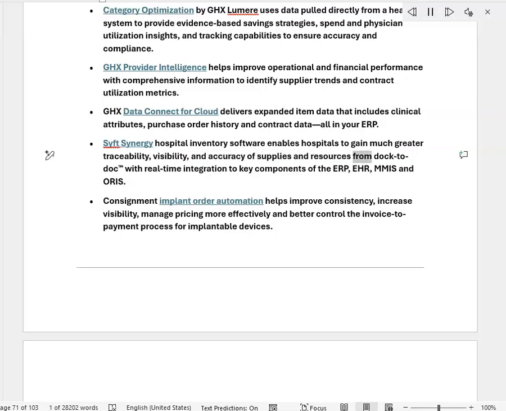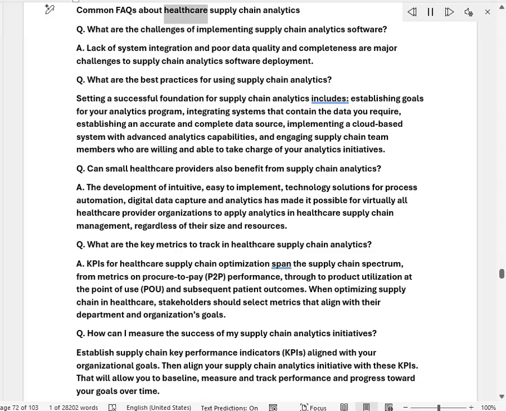SYFT Synergy Hospital Inventory software enables hospitals to gain much greater traceability, visibility, and accuracy of supplies and resources from dock-to-dock, with real-time integration to key components of the ERP, AIR, MMIS and ORIS. Consignment implant order automation helps improve consistency, increase visibility, manage pricing more effectively and better control the invoice-to-payment process for implantable devices.